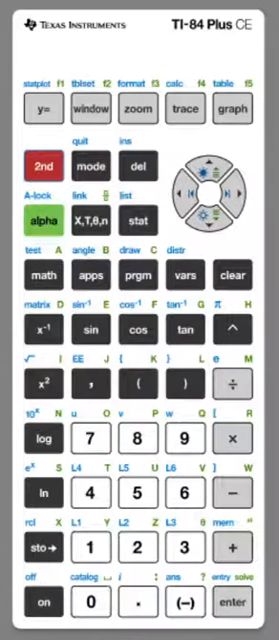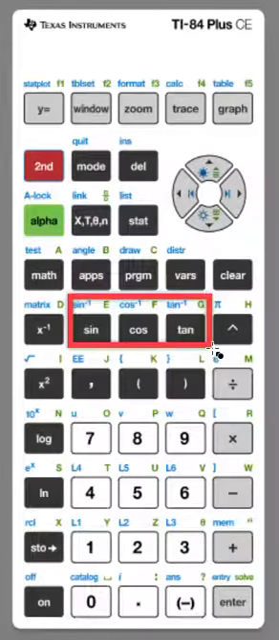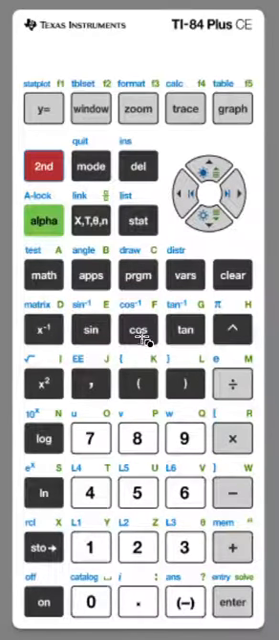The inverse trig functions. Notice each inverse trig function up here is paired with its corresponding trig function. So the second function of sine would be inverse sine, second function of cosine would be inverse cosine, and so on. The angle menu, the drawing menu, distribution. I think that calculates different distributions for statistical information that may be stored in a list.